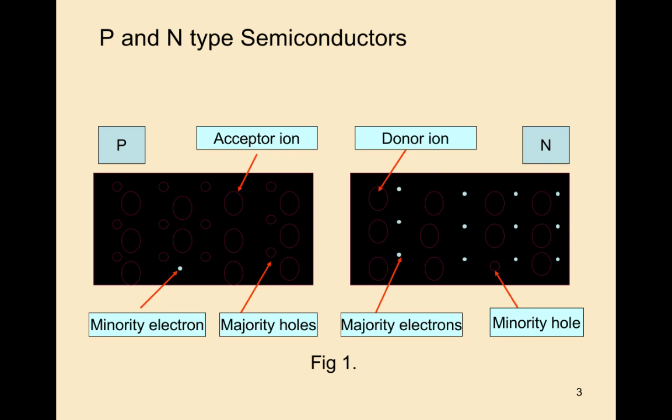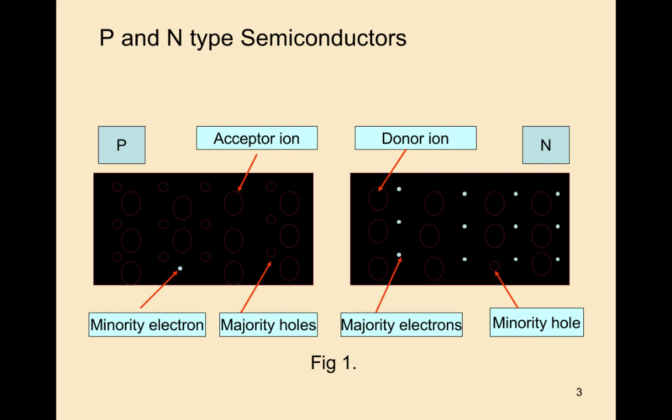So to get a p-n junction diode, we take one p type semiconductor and one n type semiconductor. By joining these two semiconductors, we get the complete p-n junction diode. How this forms, I am going to explain now.